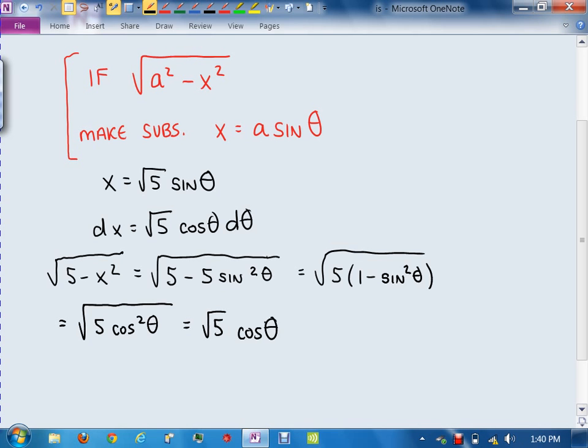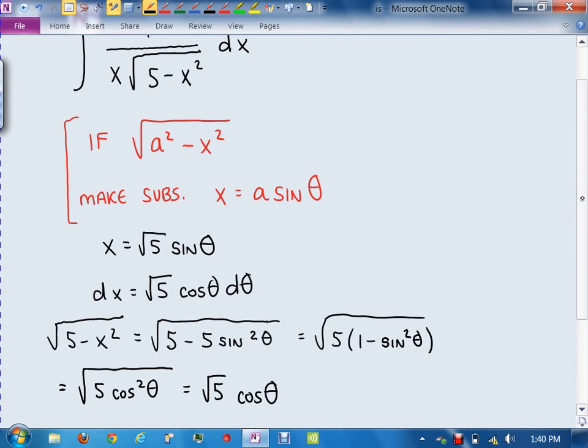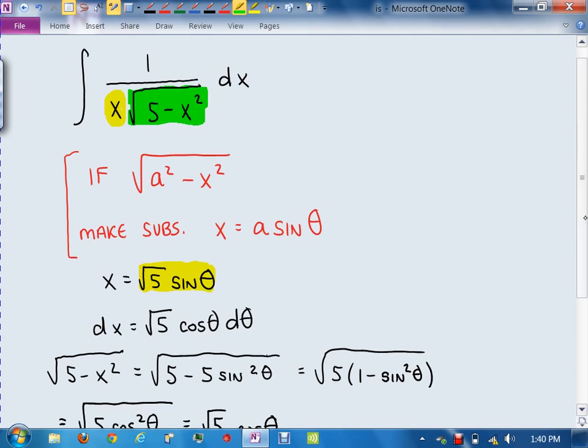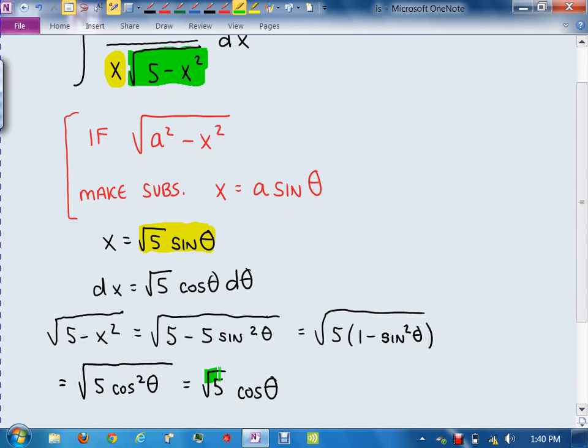I think I'm ready to rewrite the integral. Y'all ready? What am I going to replace? Well, let's see. Do I have everything? Do I have something for that x in the bottom left corner there? I do, right? Root 5 sine theta. Do I have something for that square root of 5 minus x squared? That's going to come down here. That's my square root of 5 cosine theta.